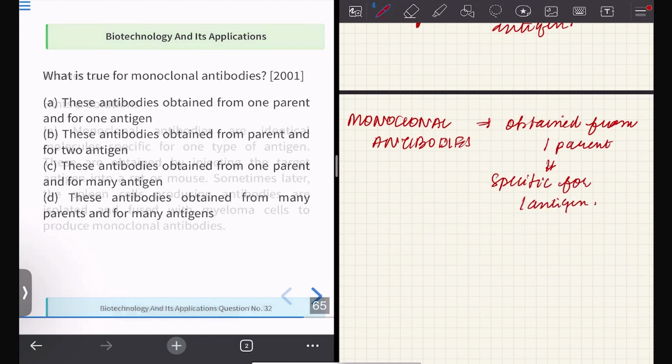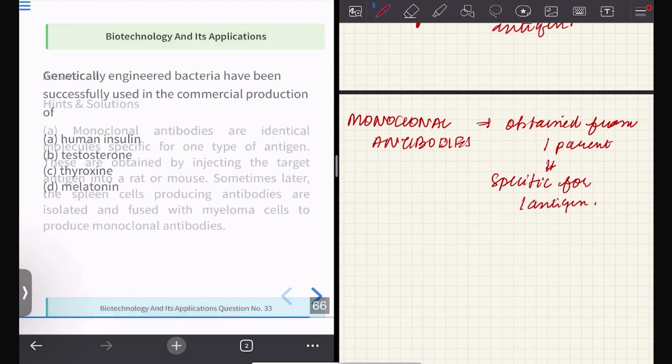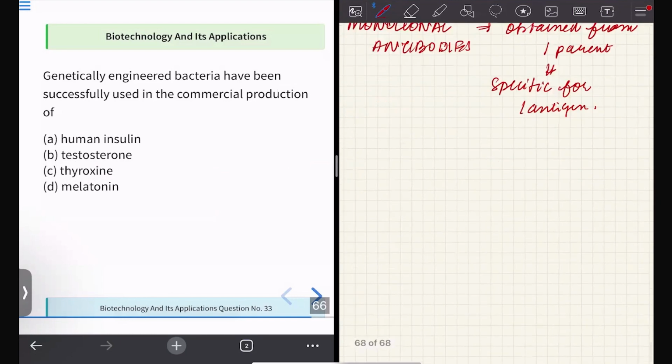Moving on next, we have genetically engineered bacteria have been successful in the commercial production of. So the hormone which is widely produced through this process now, it is actually insulin. It was also the first of the hormones that was produced using these methods. Okay, so we have number 33, in which insulin is currently being produced from bacteria.